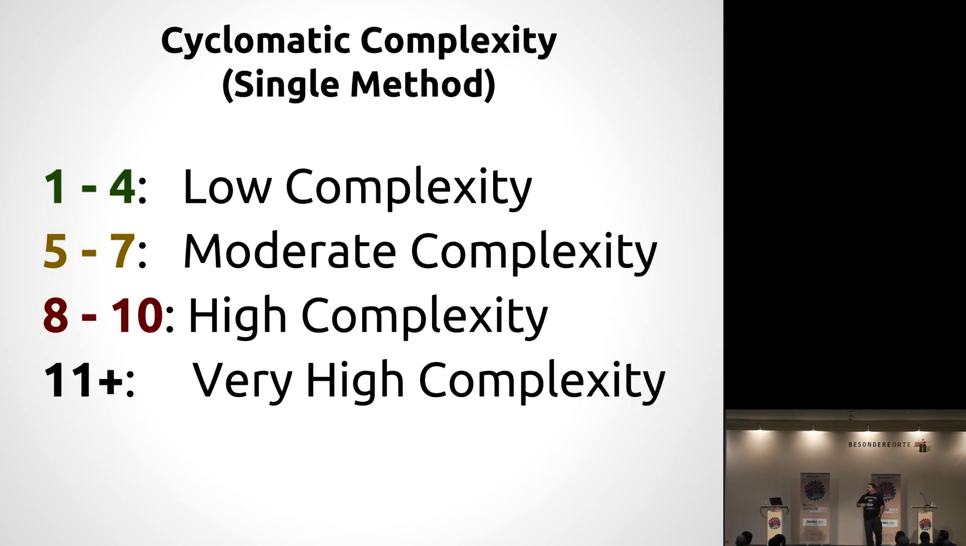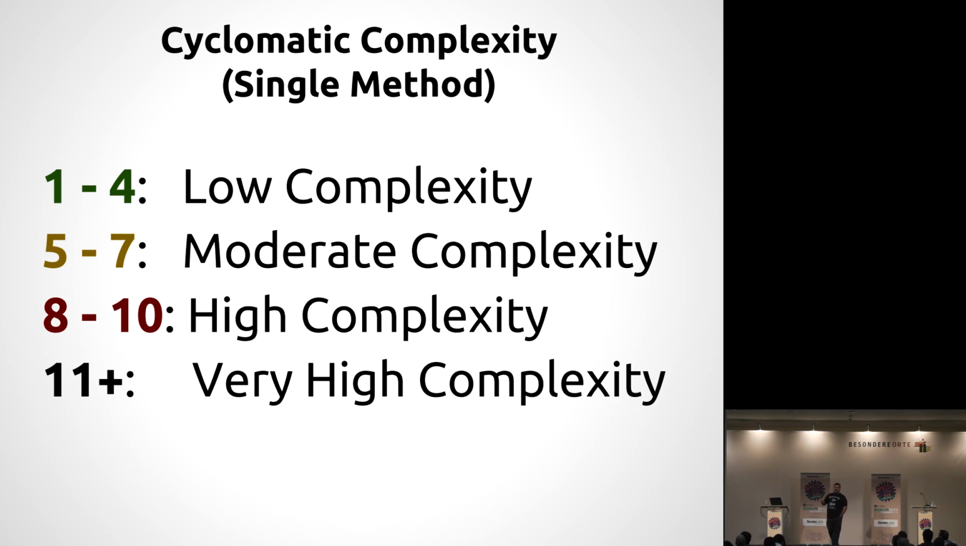It does make sense, it does add up. When we look at a single method, when we have between 1 and 4 decision points, so that's between 0 and 3 if statements, we can say that that's a low complexity method. When we have 11 or more, that's high complexity, right? So that's a single method.